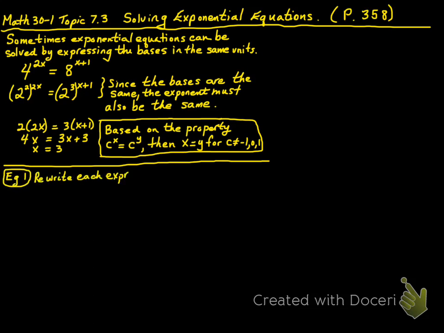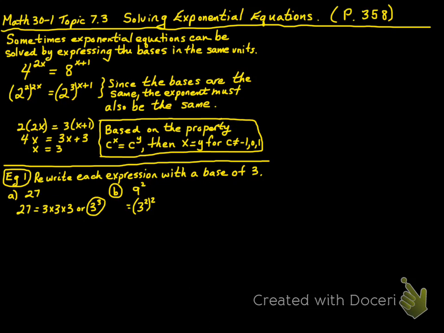Example 1. We're going to rewrite each expression with a base of 3. 27 written with a base of 3 is 3 times 3 times 3 is 27, or 3 to the power 3. 9 squared, we're going to express that as 3 squared squared, which is 3 to the power 4.